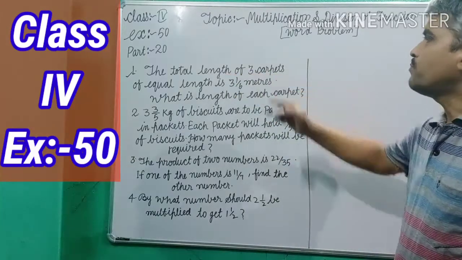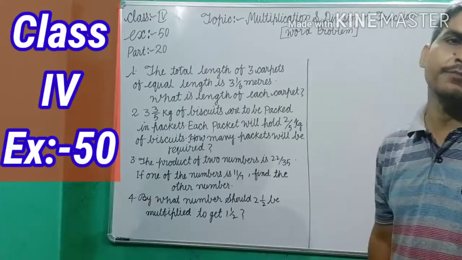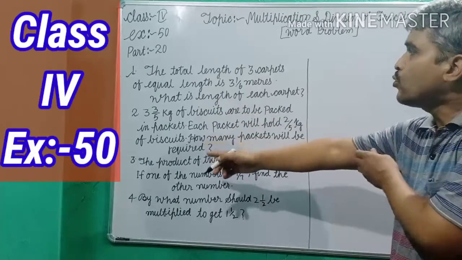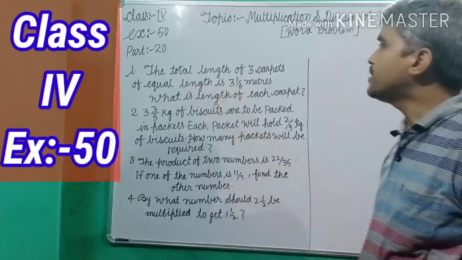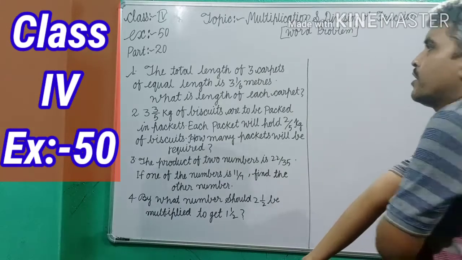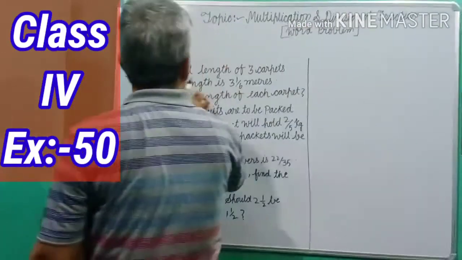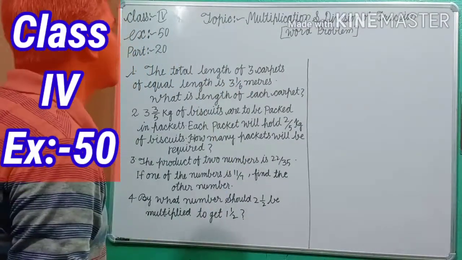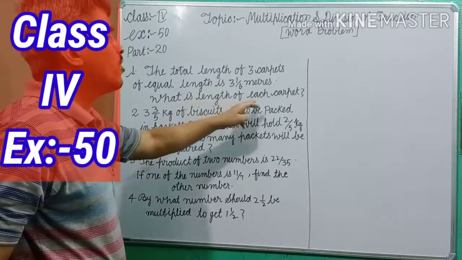The total length of three carpets. How many carpets? Three carpets, and total equal. The total length of three carpets of equal length is 3 and 1/6 meters. What is the length of each carpet? Dear students, the total length of three carpets of equal length is 3 and 1/6 meters. What is the length of each carpet?